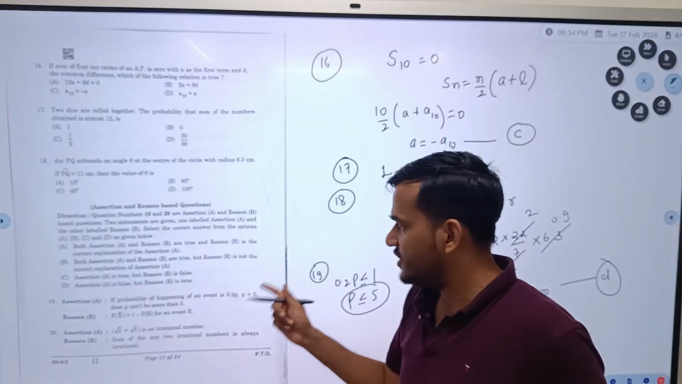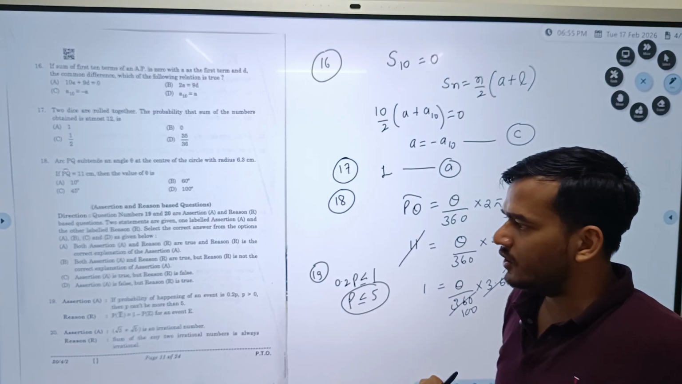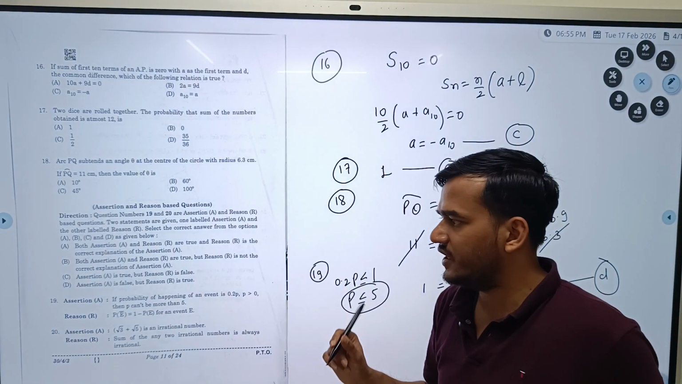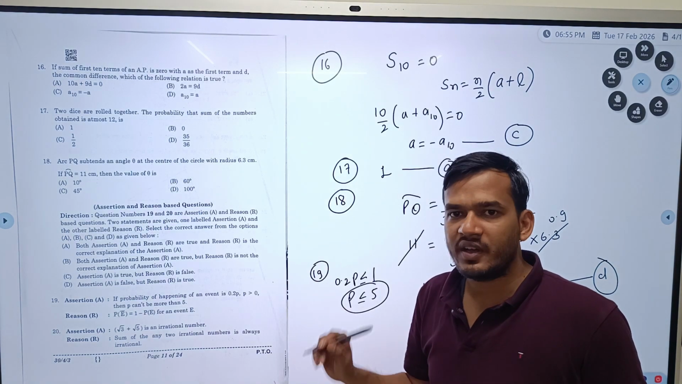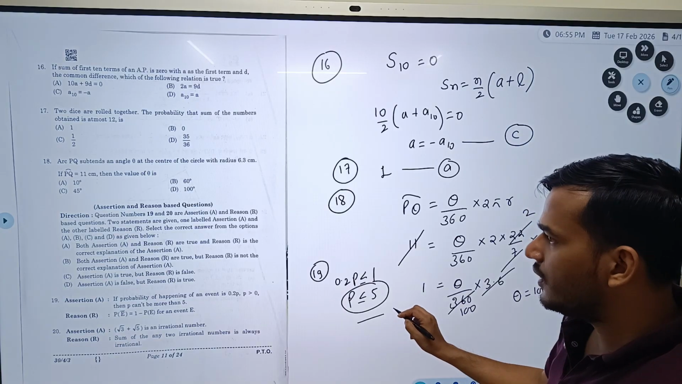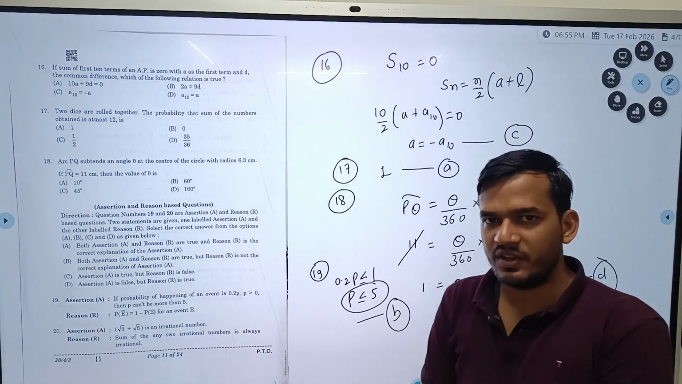That means assertion is true. And now reason, P bar is equal to 1 minus P, that we know is also true. So both assertion and reason are true, but reason is not the correct explanation. So question number 19 is option B. Both assertion and reason are true, but reason is not the correct explanation.